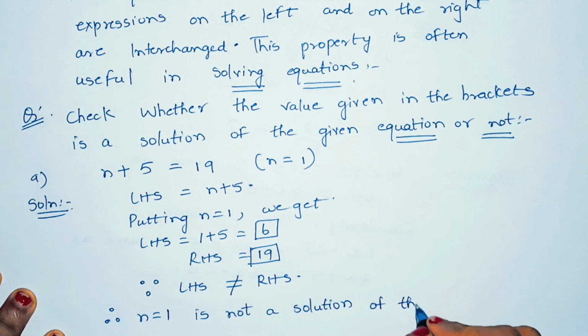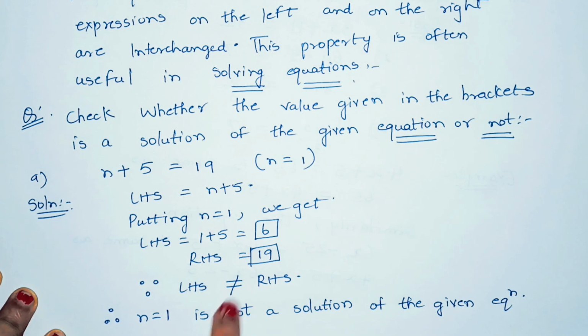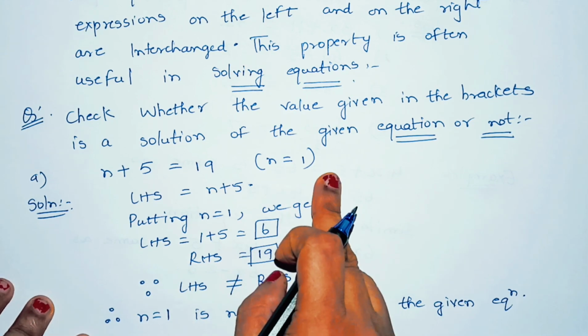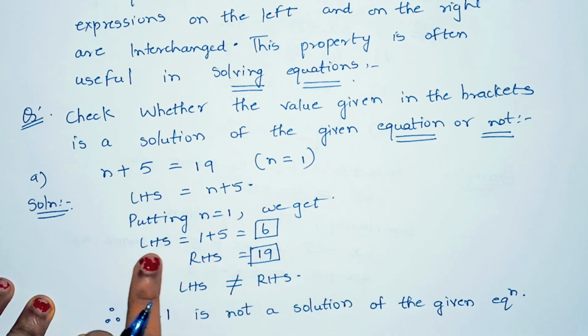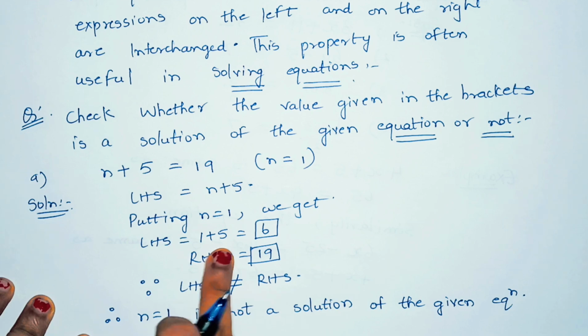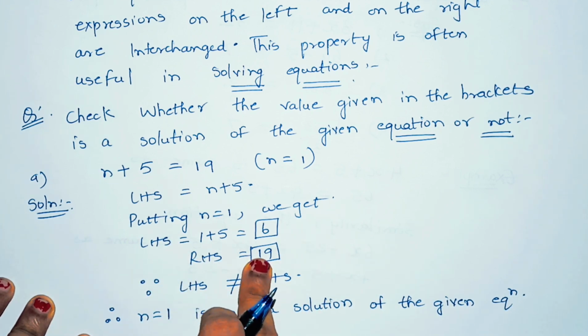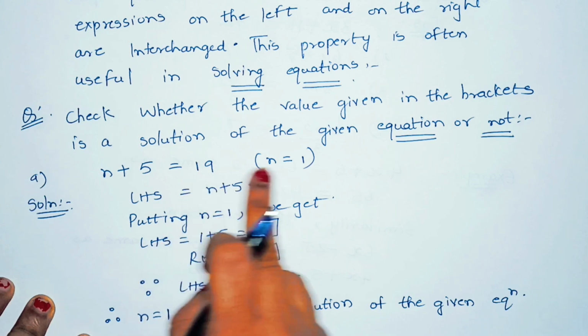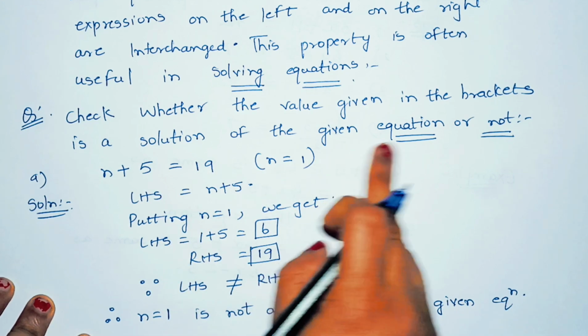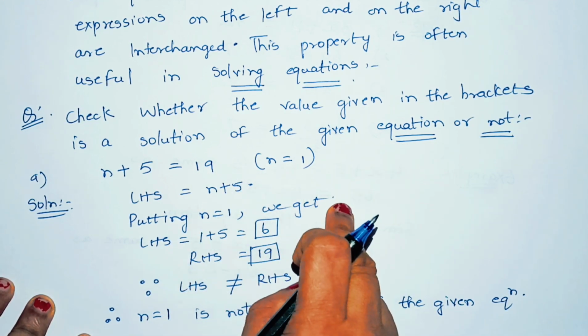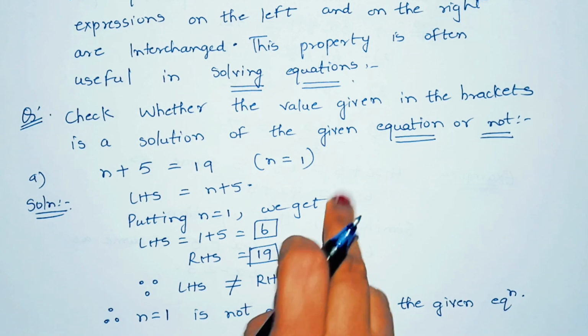of the given equation. When can the value of the variable be satisfied? Only when the value of LHS will be equal to the value of RHS. Until and unless both the values are the same, only then can you say the particular solution of the given equation satisfies, otherwise no. Next sum.